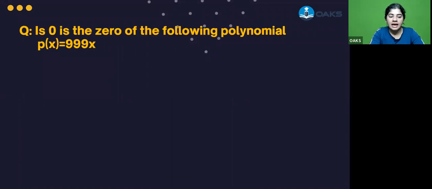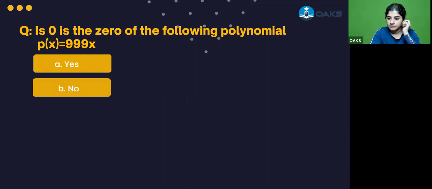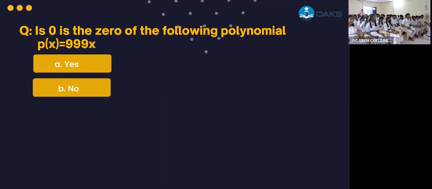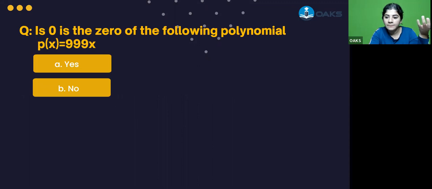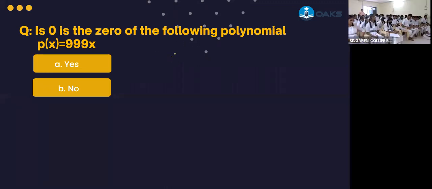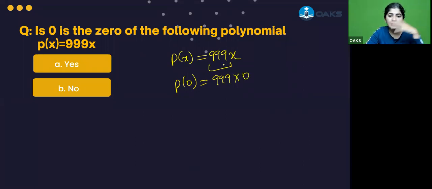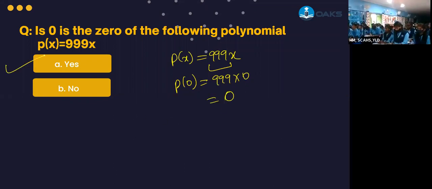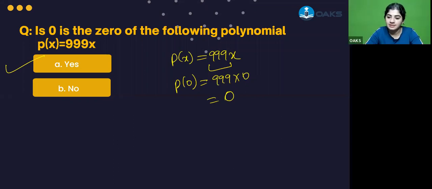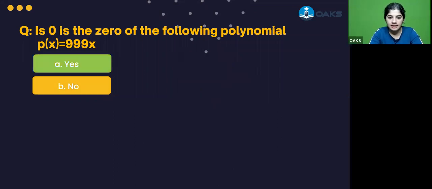Now let's see. Is the 0 of the polynomial this? Yes, because what does that mean? We have to put here 0. What is the value of P0? 999 into 0. Whatever the number it could be, the biggest number you can imagine, but we are multiplying with 0, we get 0 here. So yes, it is the 0 of the polynomial this. Yes, it is the correct answer.